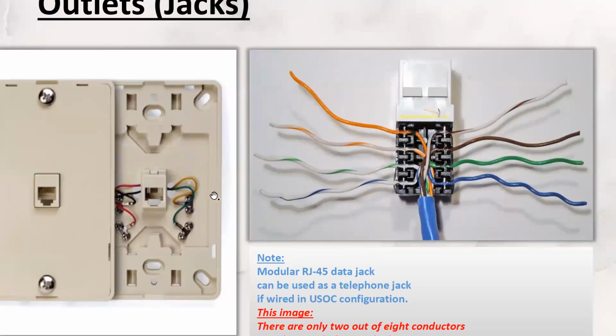All right. Now here is something that people need to understand. This is an Ethernet jack, RJ45. What do they say here? The modular RJ45 jack can be used, yes, it can be used as a telephone jack if wired in USOC configuration.